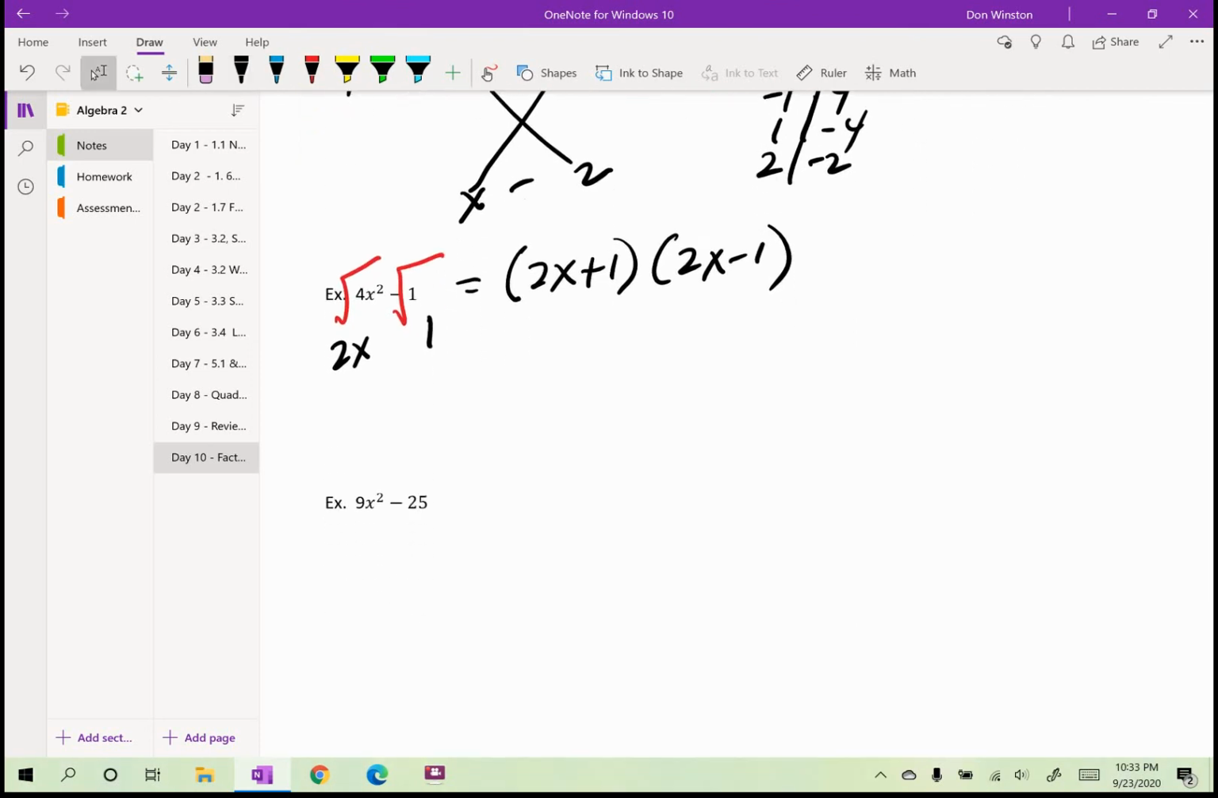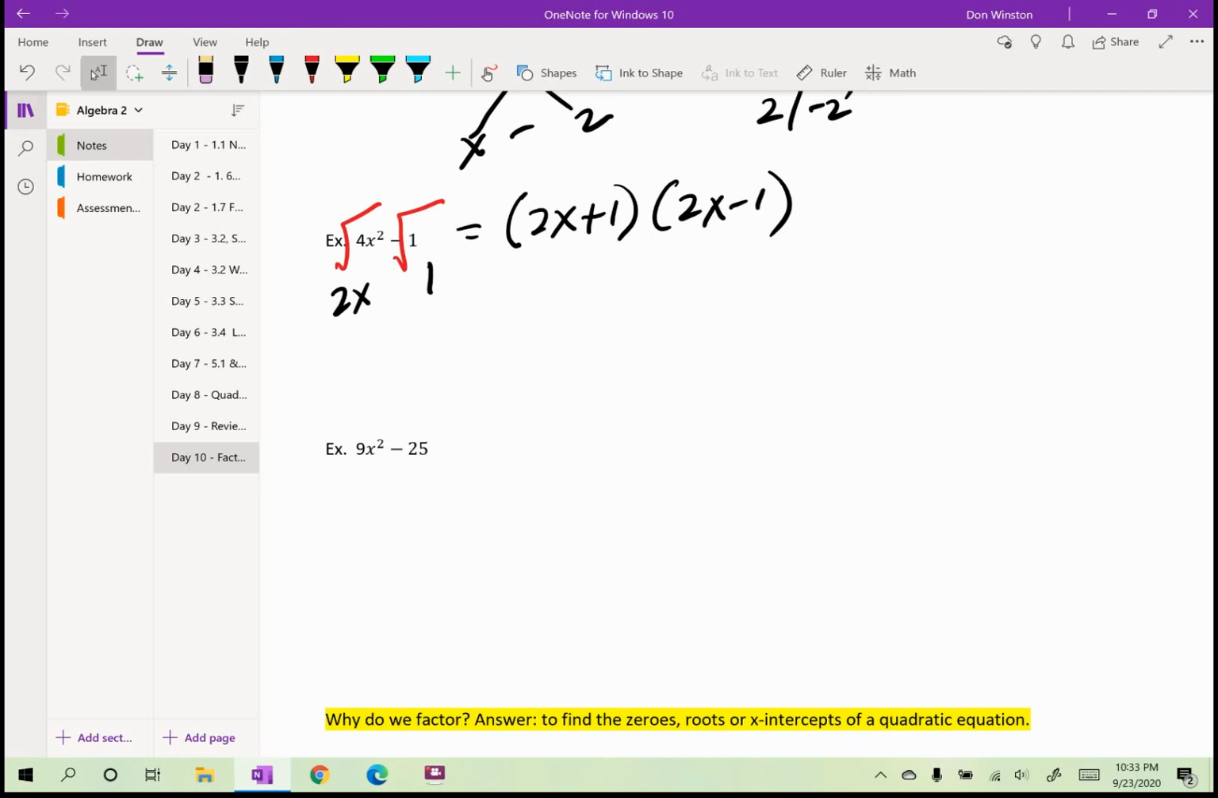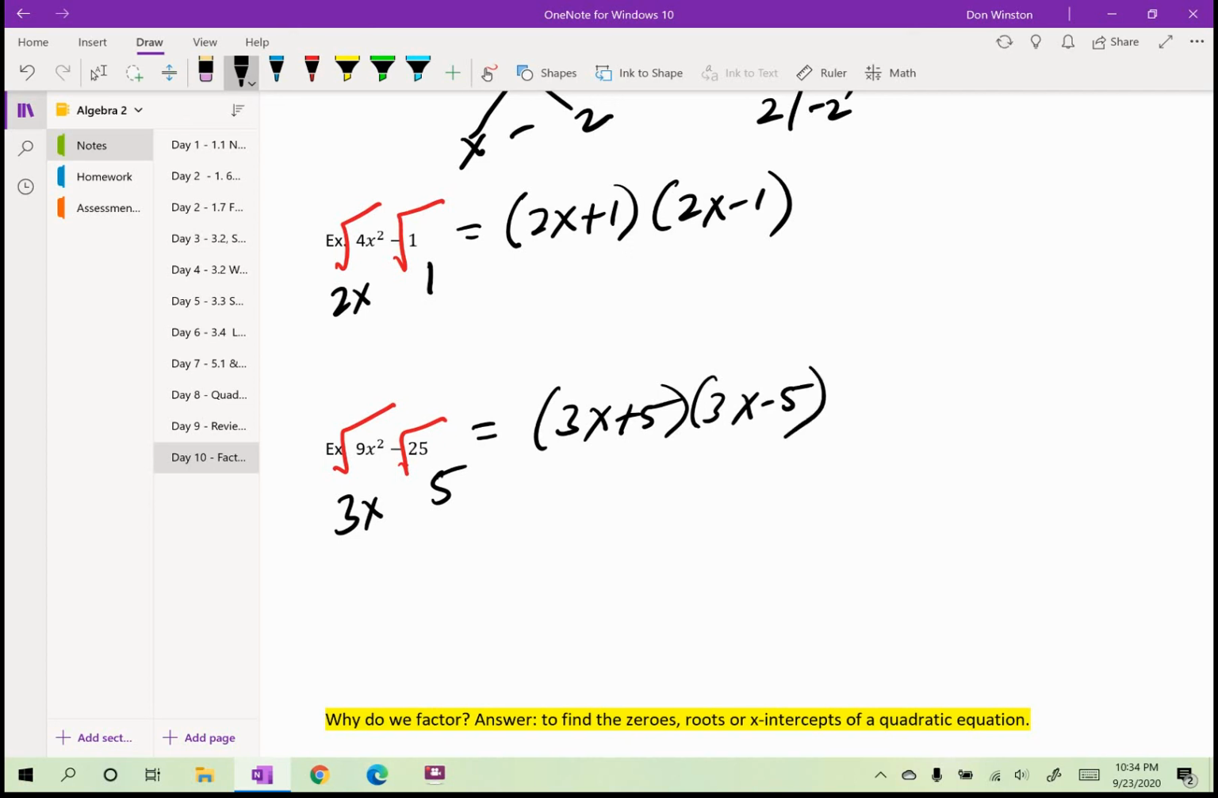Next example here, 9x squared minus 25. Notice 9 is a perfect square number, and x squared is a perfect square variable, and 25 is a perfect square number, and we're subtracting. So take the square root of 9x squared. Square root of 9 is 3. Square root of x squared is x. And then the square root of 25 will be 5. So then I will factor that using difference of squares: 3x plus 5 times 3x minus 5.